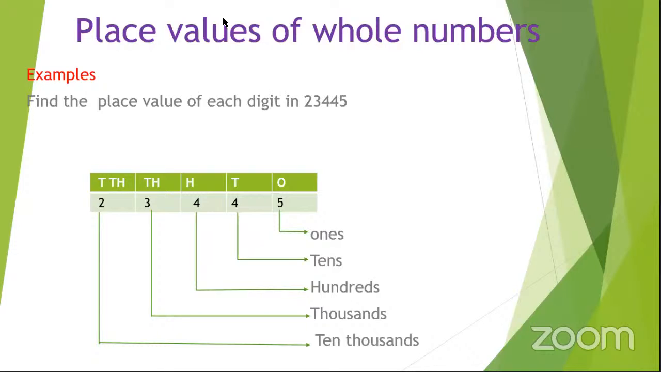And who can guess the other one? Who can guess after 100,000? What could be the next place value?